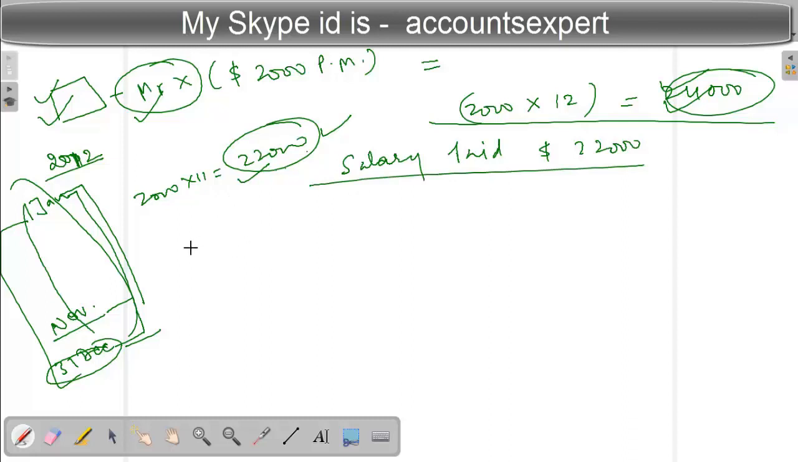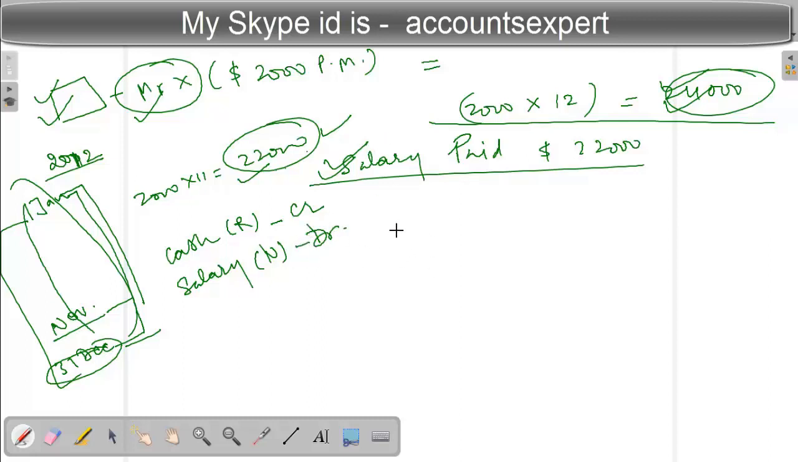Now see what entry I will pass. Due to this transaction, cash has gone from the business and salary is an expense. Cash is a real account and salary is a nominal account. The rule of real account: what comes in is debited, what goes out is credited. We paid, so cash has gone out, so credit it. Salary is an expense, and all expenses and losses are debited. Now see what entry I will pass.